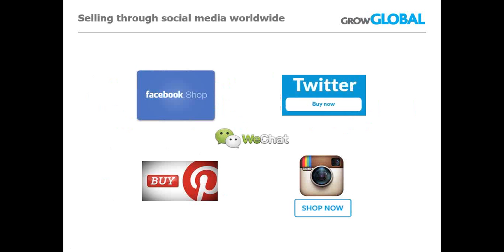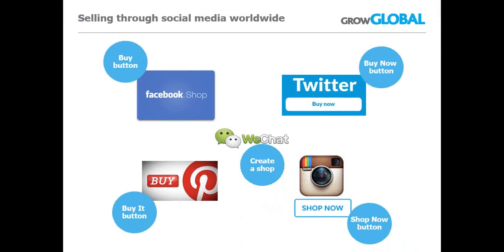So another way of selling internationally is actually selling through the social media networks now. This is a much newer channel to international markets and is known as social commerce. The main global social media networks offering this are the Buy button on Facebook, the Buy Now on Twitter, the Buy It on Pinterest, and Shop Now on Instagram. You can also sell through some of the international social media networks like WeChat in China, where you can set up stores or attach a shop to your profile.